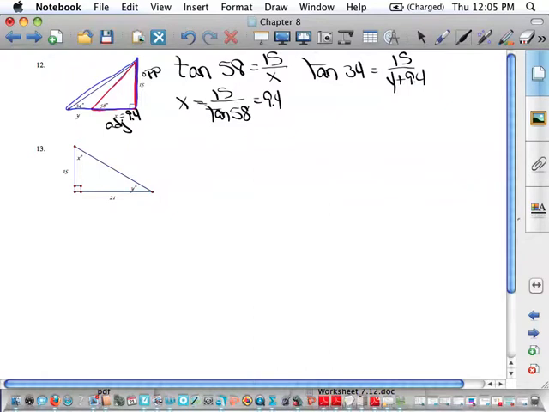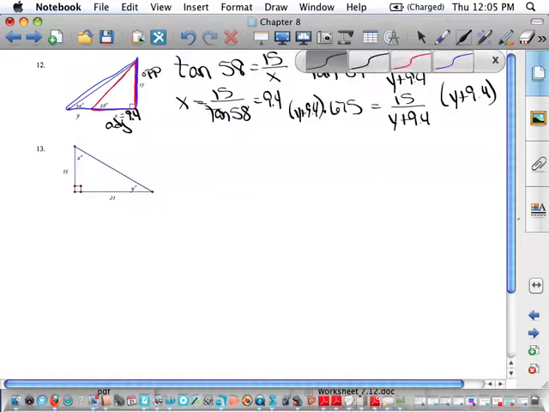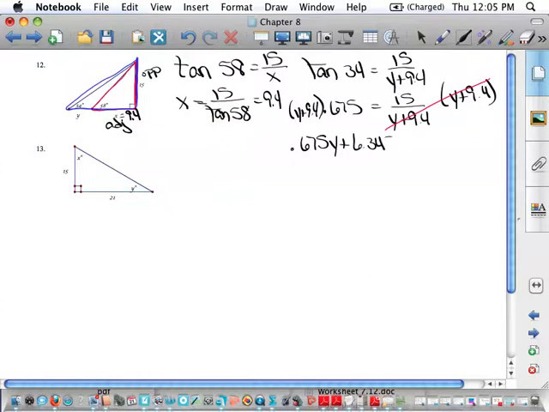So tangent of 34 is equal to 0.675. Now I will multiply both sides by y plus 9.4. So on this side, remember they cancel. You do not multiply that numerator. They cancel. Now on the left, I'm going to distribute, so I have 0.675y plus 6.345 is equal to 15.